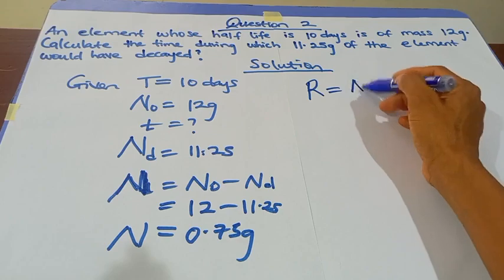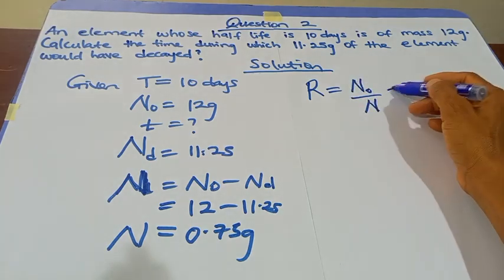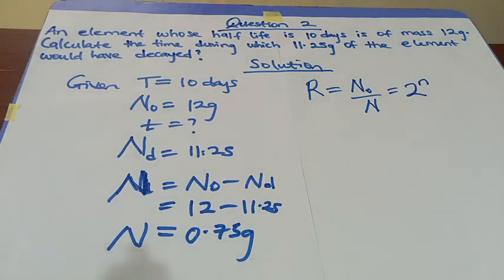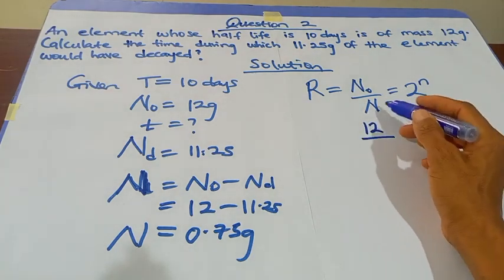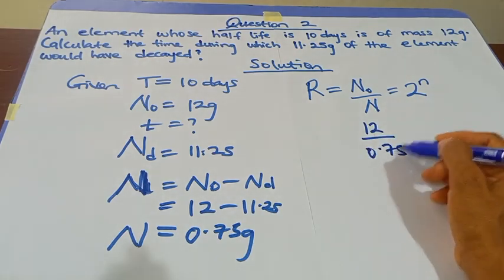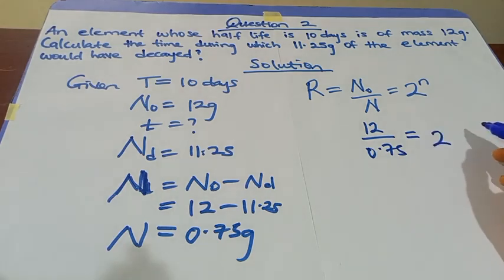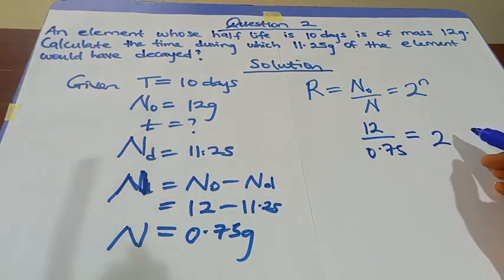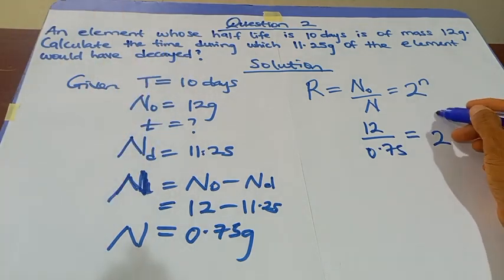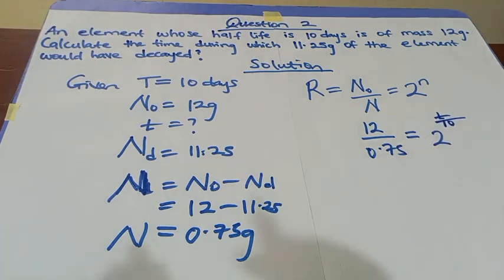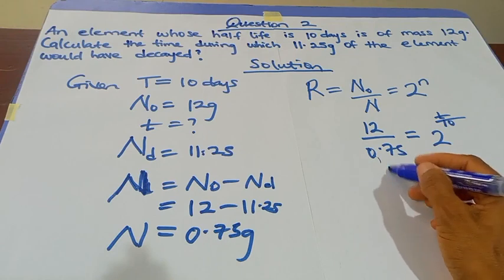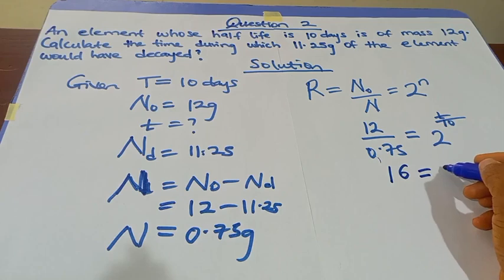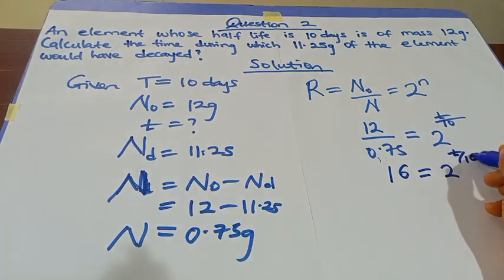R is equal to N naught over N, which is 2 raised to power n. This formula is very, very important. So our N naught is 12 over N, which is 0.75, is equal to 2 raised to power n. Remember, n is t over the half-life, that's t over 10. We'll go ahead and solve this: 12 over 0.75 will give us 16, which is equal to 2 raised to power t over 10.